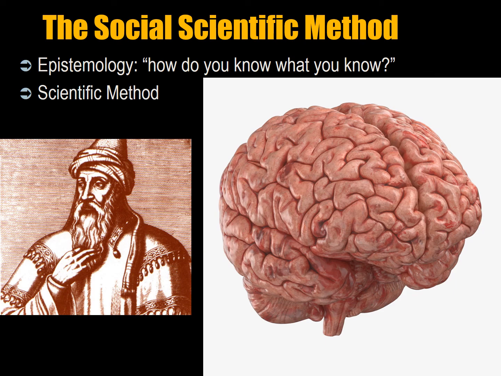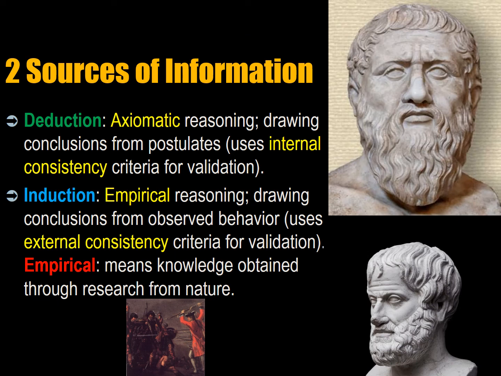Here you can see a depiction of Saladin, a conqueror from the Near East. There are two sources of information. The first is deduction and the second is induction. These are ideal types and they both have a role to play in the scientific approach. So you need to know both of them. Deduction is axiomatic reasoning. It's drawing conclusions from postulates. It uses internal consistency criteria for validation. So it's essentially a logical language.